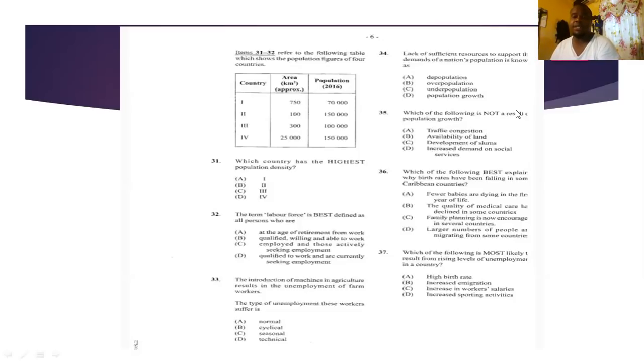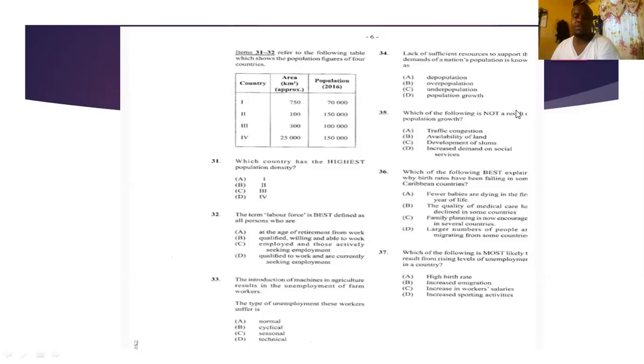B, the quality of medical care has declined in some countries? C, family planning is now encouraged in several countries? Or D, larger numbers of people are migrating from some countries? Answer is C, family planning is now encouraged in several countries.